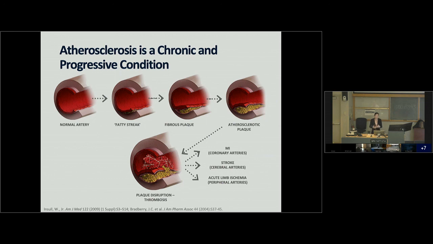And of course, as we go along, if our risk factors are not optimized, we'll form more plaque, possibly have a plaque rupture. If that's in the brain, that's a stroke. In the coronaries, that's an MI. In the peripheries, that's an acute limb ischemia.